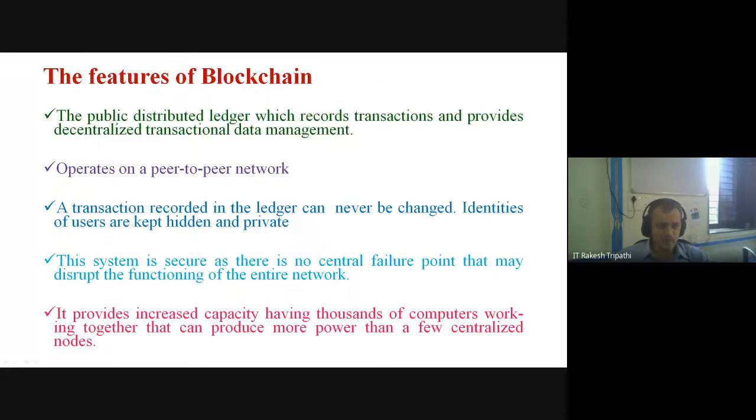Okay. The feature of blockchain is the public distributed ledger which records transactions and provides decentralized transaction data management. It operates on a peer-to-peer network. A transaction recorded in the ledger can never be changed. An identity can be hidden. We'll see how. And the system is secure as there is no central point of failure.